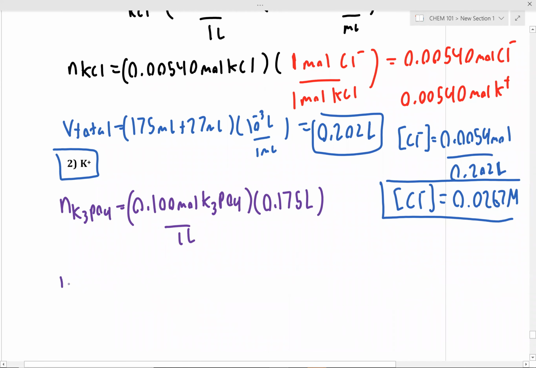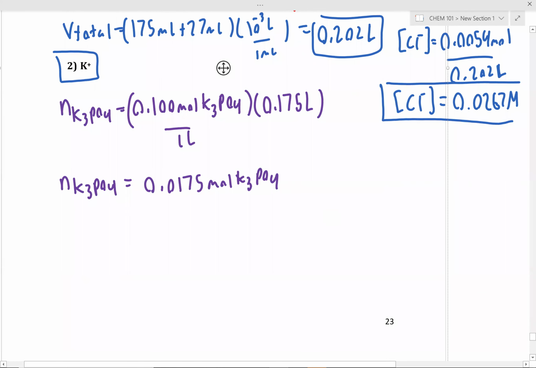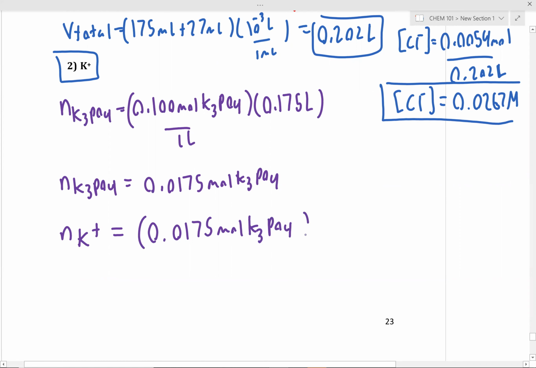Now we have the moles of potassium phosphate, which is equal to 0.1 times 0.175, which gives us 0.0175 moles of potassium phosphate. From here, we're going to break this down into moles of ion. I want to figure out the moles of potassium, since that's what I'm being asked. So I take 0.0175 moles of potassium phosphate, and my question is, how many moles of potassium ion do we have per mole of potassium phosphate? 3.